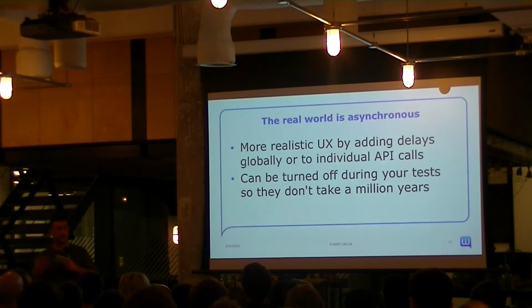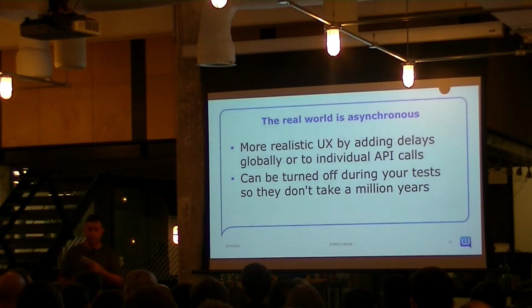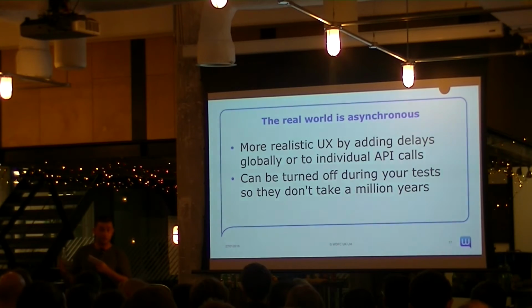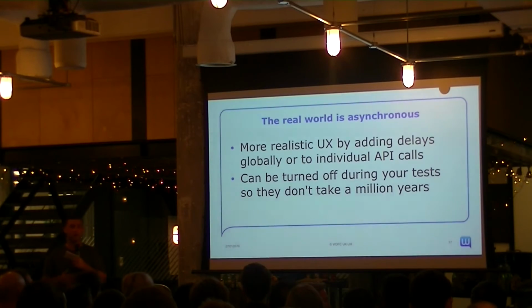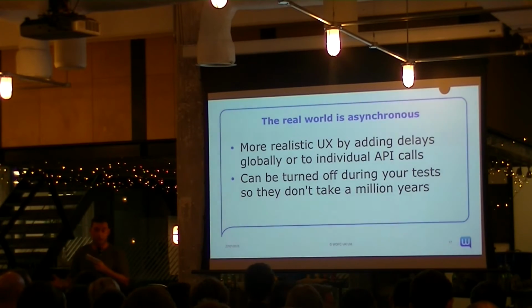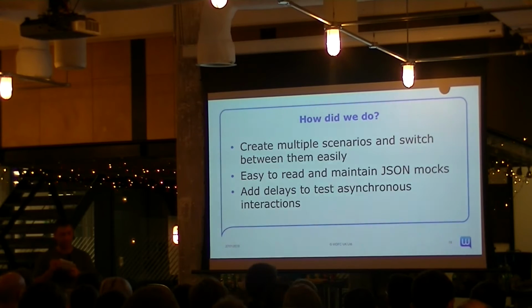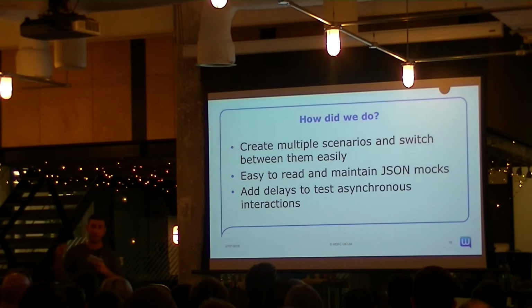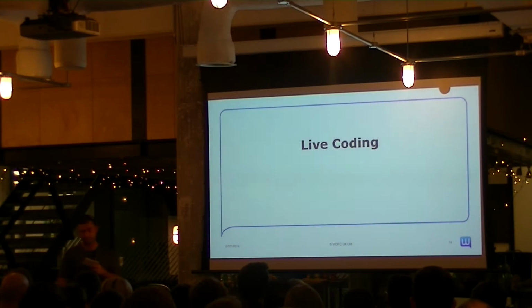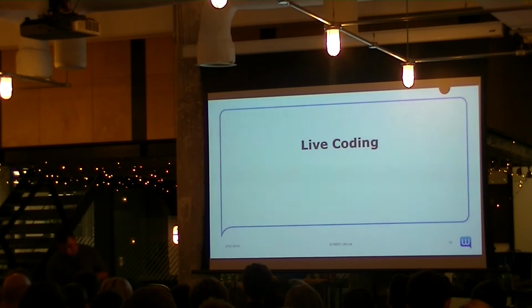But the fact that you can add delays to your API calls means that you can have realistic delays on an API call basis or globally. So you can say, I want all my API calls to take a certain amount of time. Or you can turn the delay off completely so your tests run quickly. So coming back to our list of things which were bad about the normal ways, Angular Multimocks allows you to create multiple scenarios and switch between them easily. It allows you to create easily maintainable JSON files for your mocks, and allows you to test asynchronous interactions.